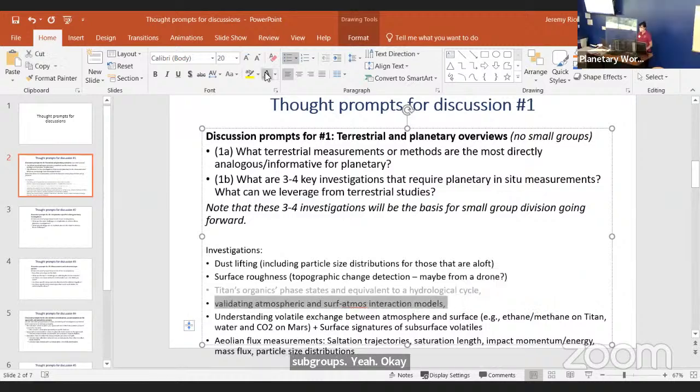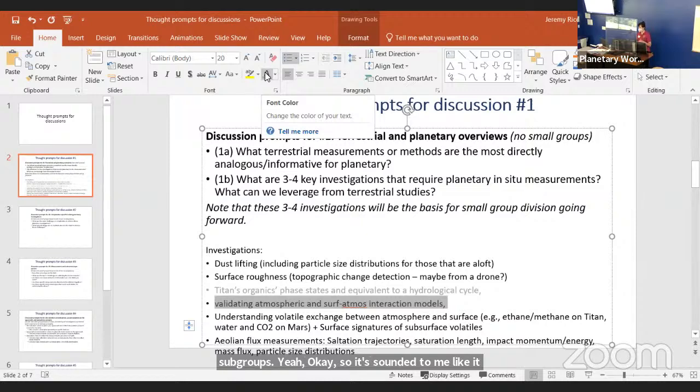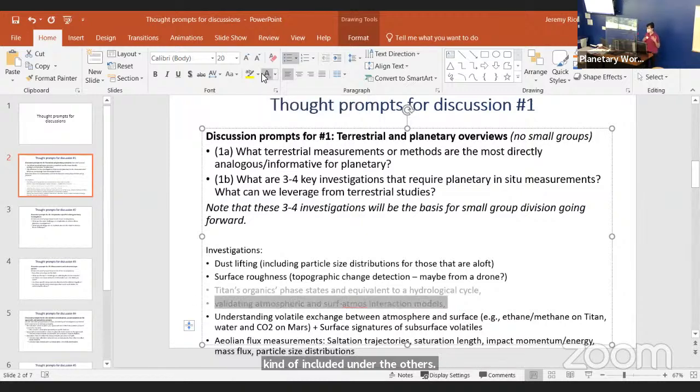Okay, so it sounded to me like it was kind of included under the others, so I'm going to take that out. So we have dust lifting, some focused on kind of surface roughness, and so that is an interaction between the atmosphere and the surface, volatile exchanges between atmosphere and surface, and then aeolian flux measurements. This one is more focused on sand. We good with those four?